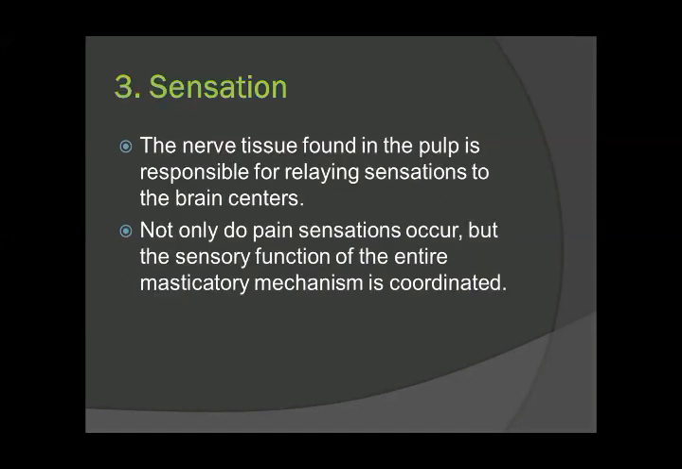Third is the sensation. The nerve tissue found in the pulp is responsible for relaying sensation to the brain centers. Not only do pain sensations occur, but the sensory function of the entire masticatory mechanism is coordinated.